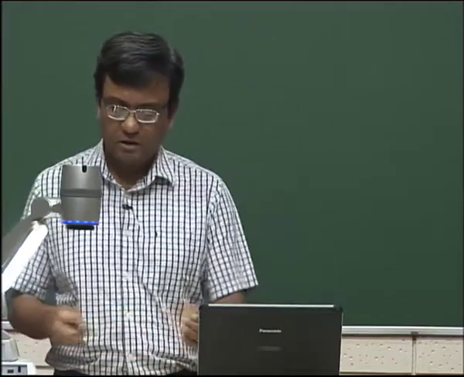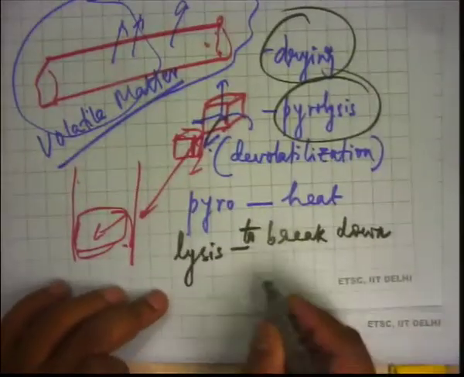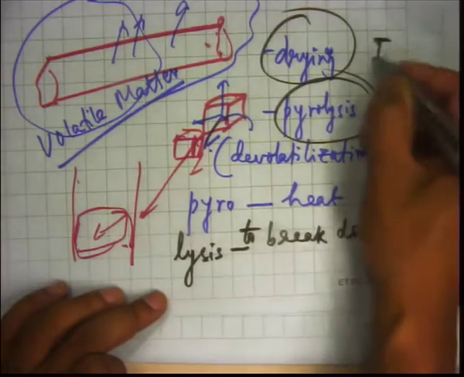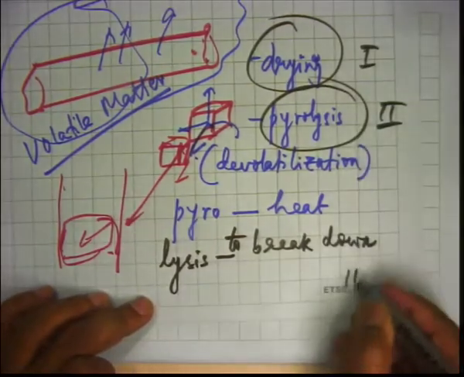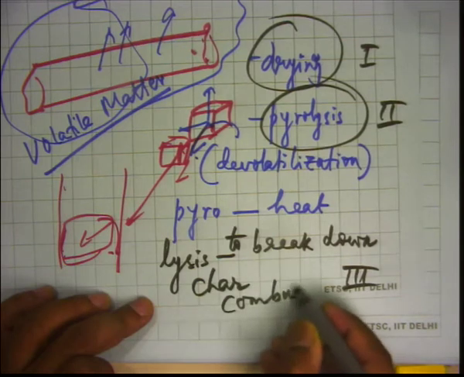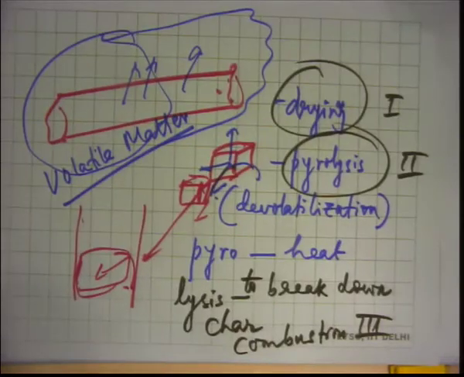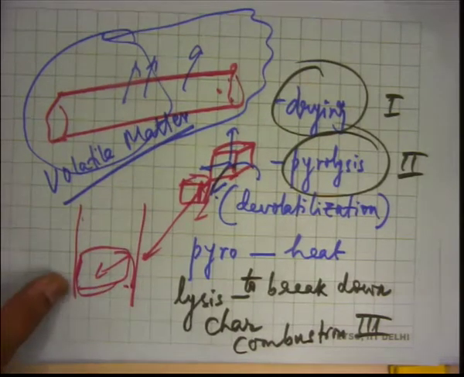So this is drying, pyrolysis, so this is stage 1, this is another stage 2, and then you will have char combustion, char burning. Char is mostly carbon. So drying, pyrolysis, and char combustion.